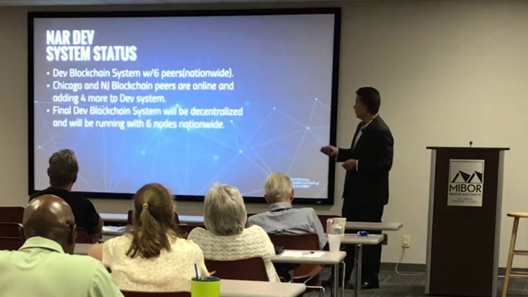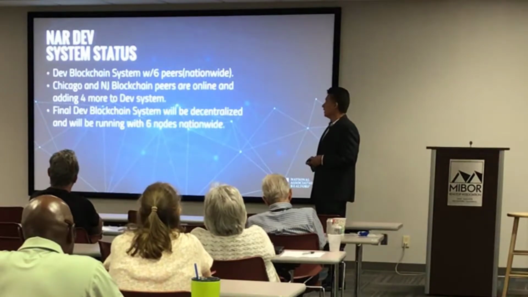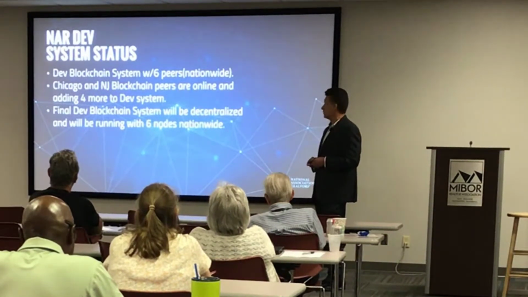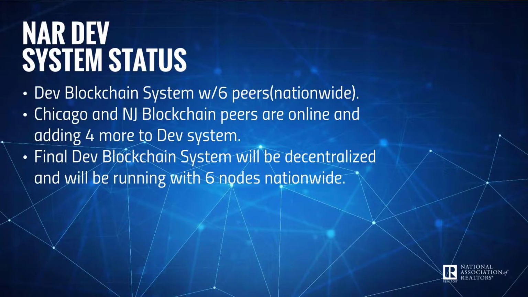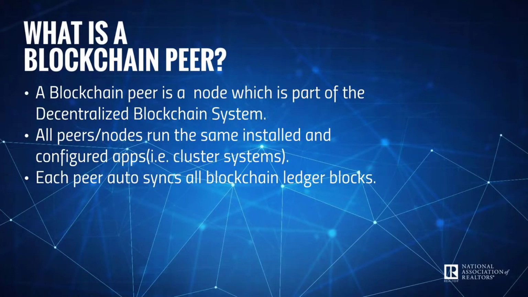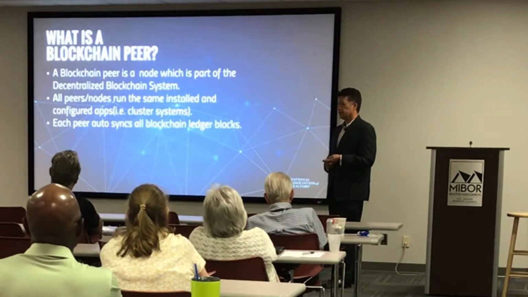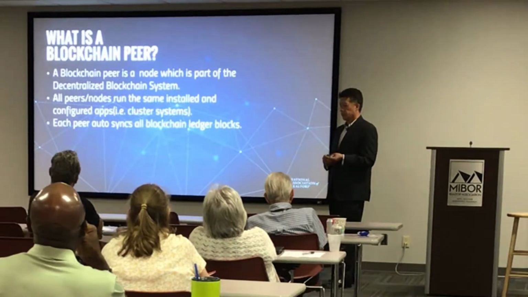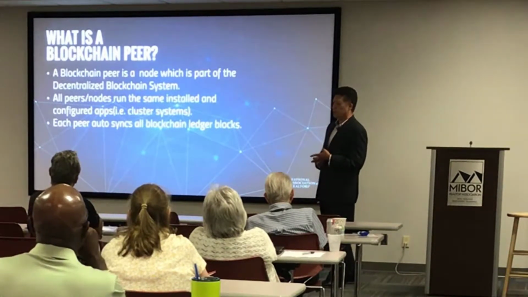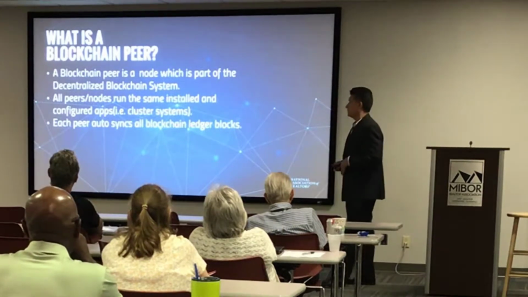Currently, we have only developed and added 2 peers to the system. The 2 peers that are online right now are New Jersey and Chicago. Those are the only 2 peers online on the cluster system. We are planning to add 4 more: California, Massachusetts, Indiana, and Florida, and that completes the 6 of them.